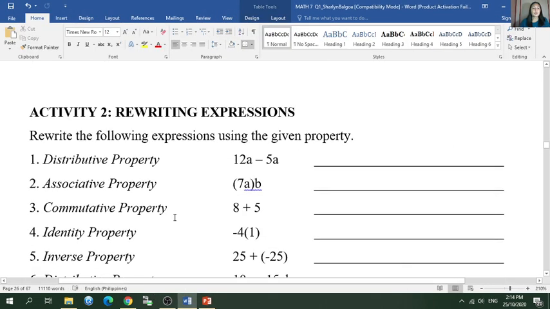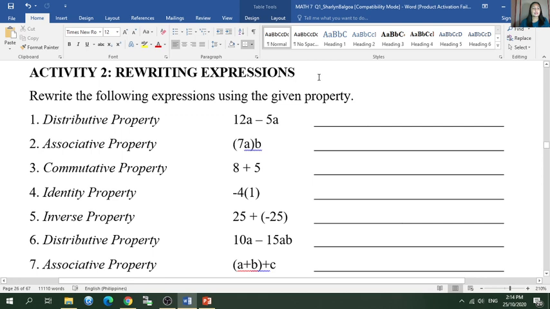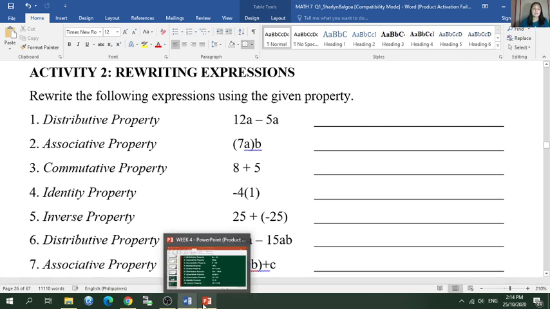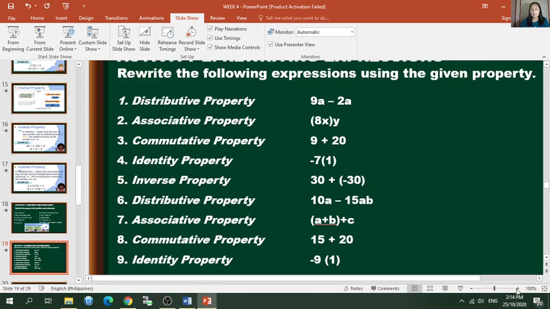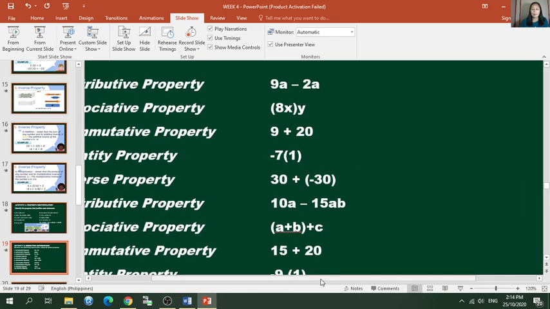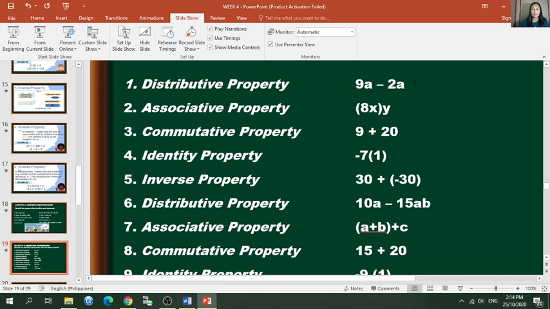activity number 2, rewriting expressions. Rewrite the following expressions using the given property. Okay, so I have here an example. Let's say in item number 1, how are we going to make this a distributive property?